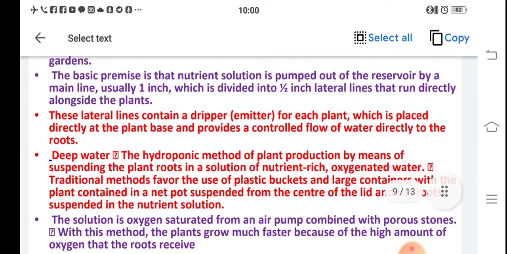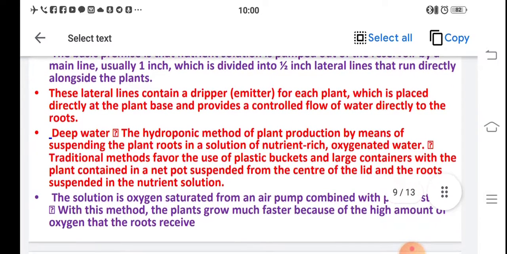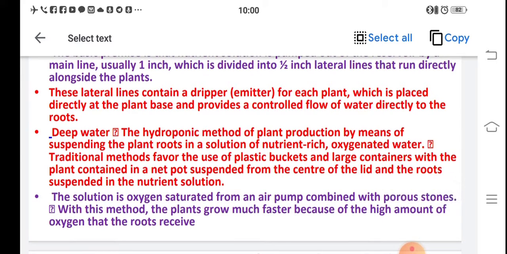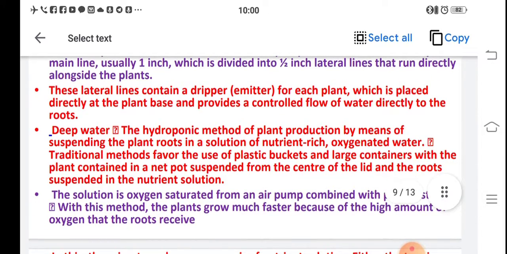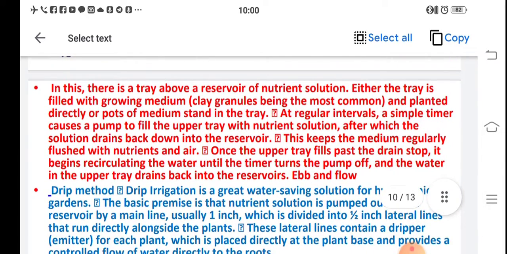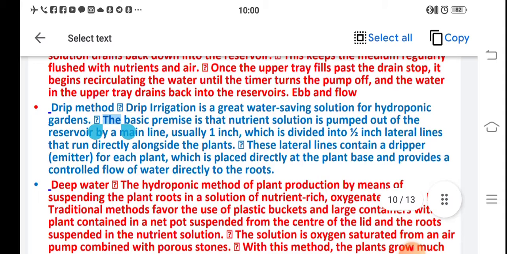Then next, in the hydroponic system, recently water pumps and water pipes are used for proper growing. Then one very interesting part is the use of clay materials or large stone particles, not directly soil. And fertilizers are given as per the control by the timer. Drip irrigation is supposed to be a great water saving solution for hydroponic gardens.